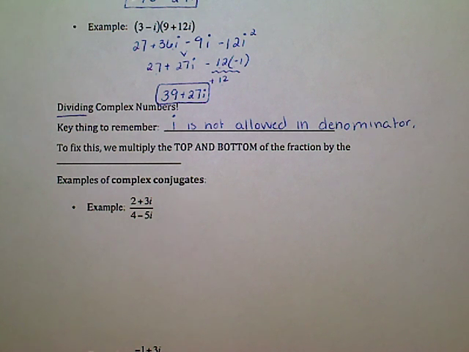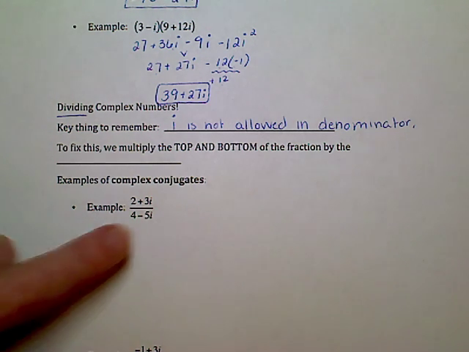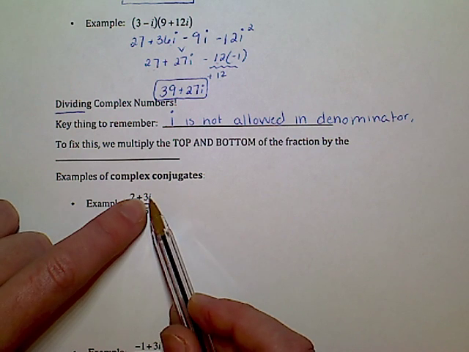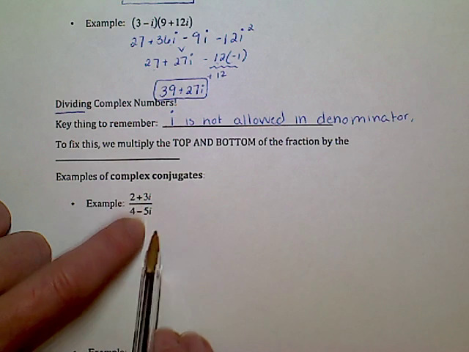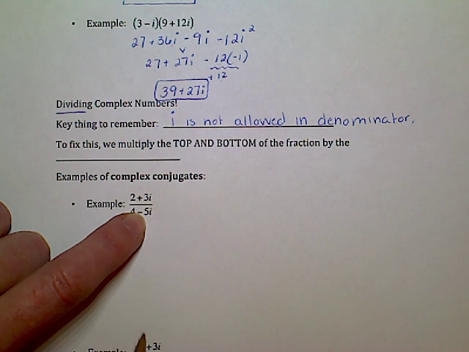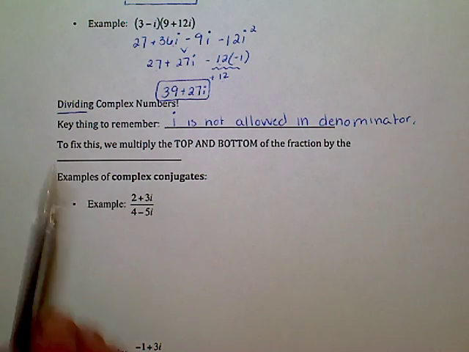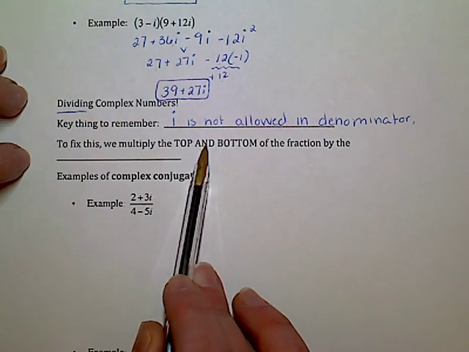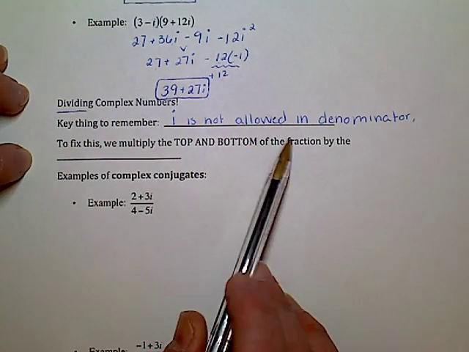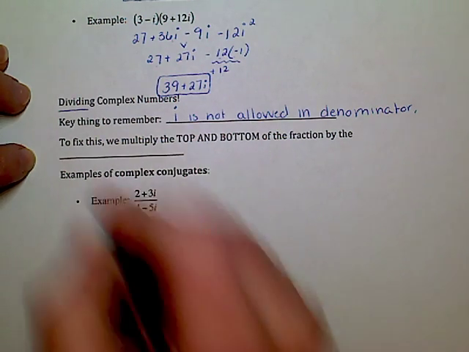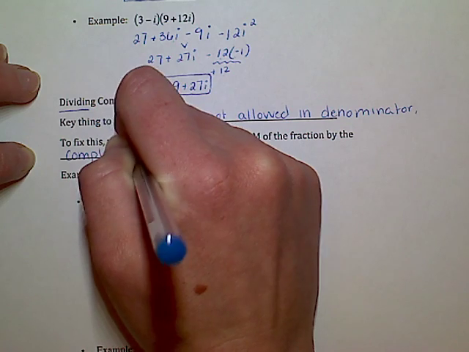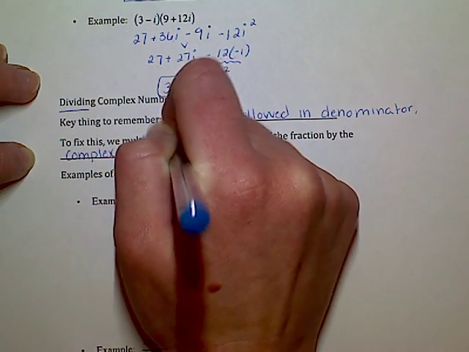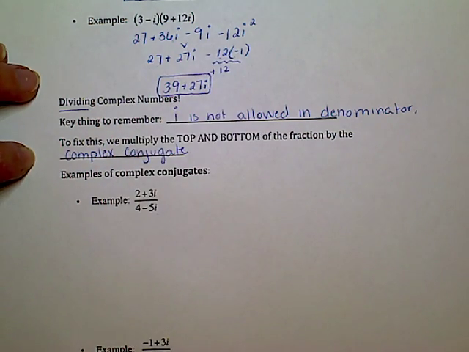So keeping that in mind, if you notice this first example here, there's an i in the numerator. That's okay. An i in the numerator is perfectly fine. But there's also an i in the denominator, and we have to adjust or fix that. And to do that, we multiply both the top and bottom of that fraction by what's called the complex conjugate.